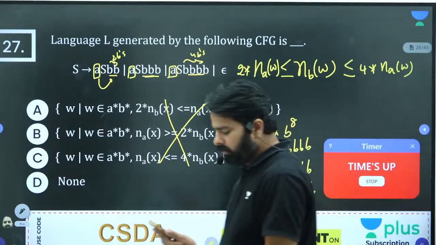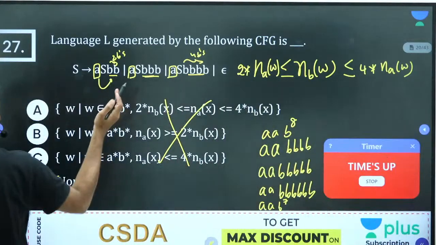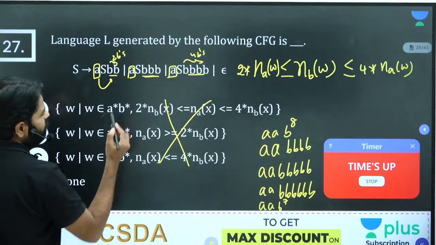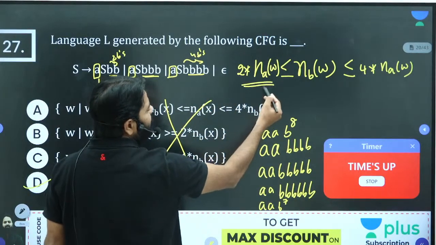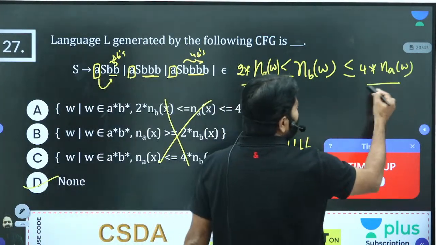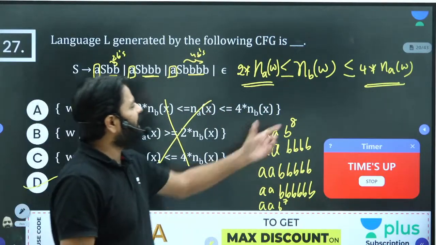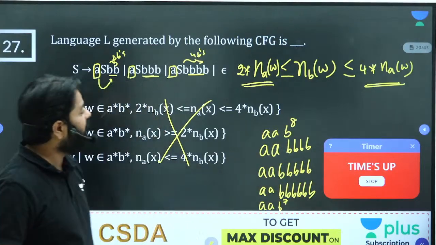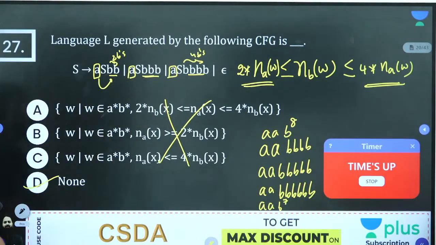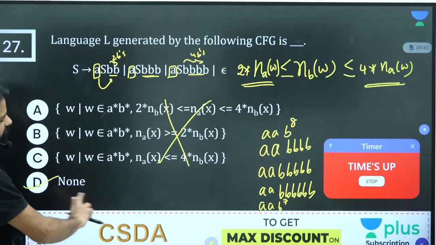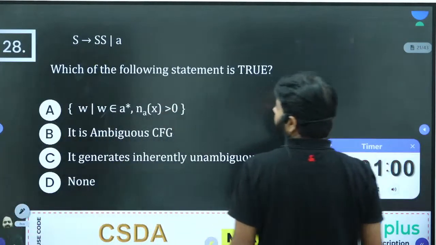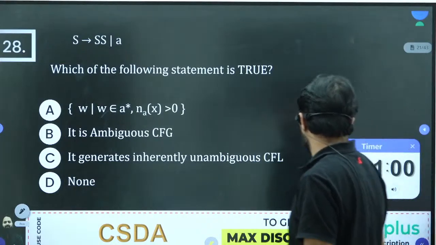But the actual language has 2 times the number of A's as the minimum condition. The maximum condition for the B's is 4 times the number of A's. The number of B's will lie in between these 2 conditions in every string over A star B star. This is right. I think this would be easy.